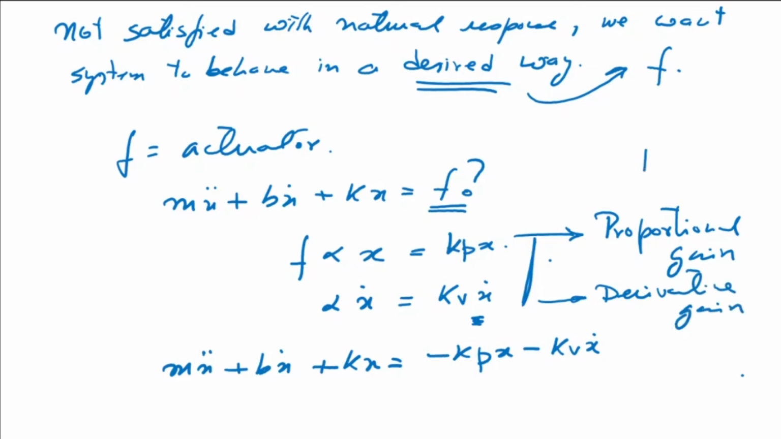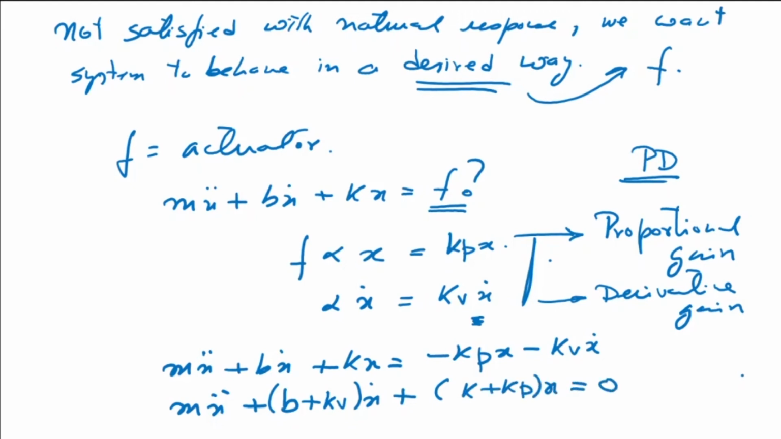This is what we call a very simple PD controller. PD stands for proportional plus derivative. In this equation, I can bring kp and kv to the left hand side. So we have m x double dot plus (b plus kv) x dot plus (k plus kp) x is equal to 0. Basically, I'm bringing it to the form m x double dot plus b dashed x dot plus k dashed x is equal to 0. This part is my b dashed and this is my k dashed.